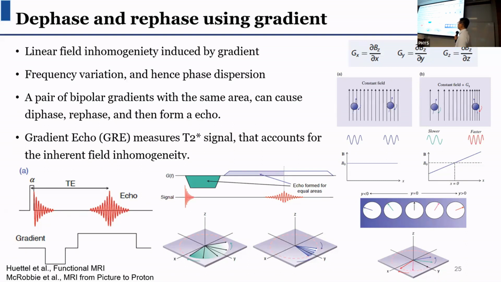It will measure the T2 star signal. The difference between T2 star and T2 is that the T2 star signal will also account for the inherent field inhomogeneity. That means when you are lying in the scanner, because of the tissue inhomogeneity of our body, different places like the air and the tissue interface will have different susceptibility values. This susceptibility will give you the field inhomogeneity. And with gradient echo, the T2 star signal will take the inhomogeneity into the signal.